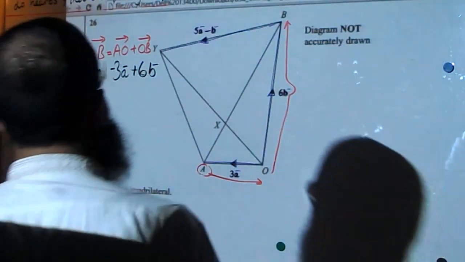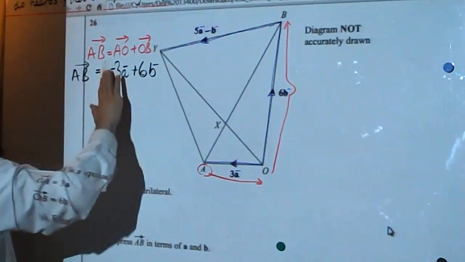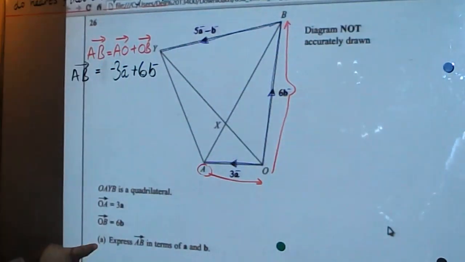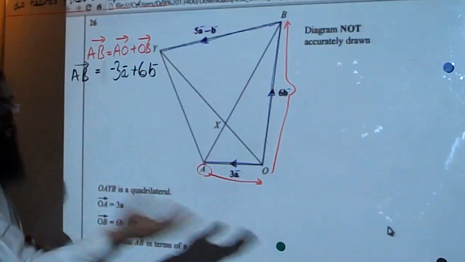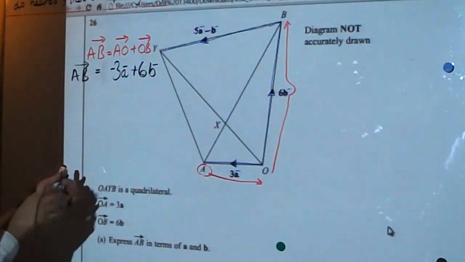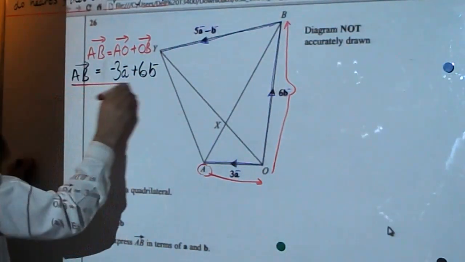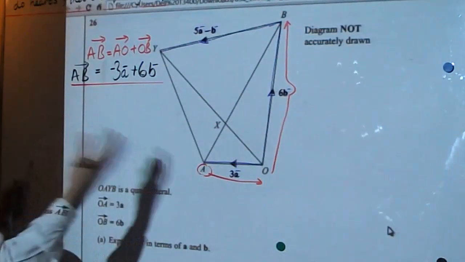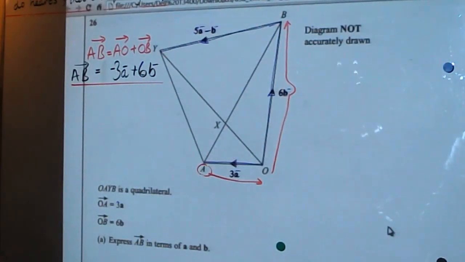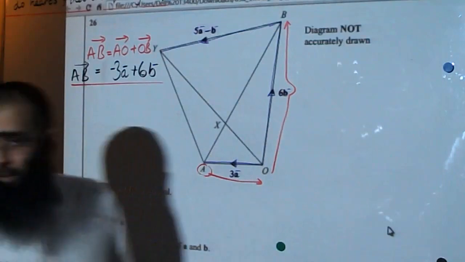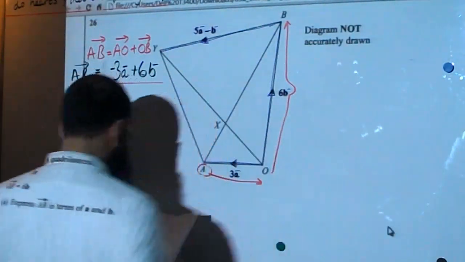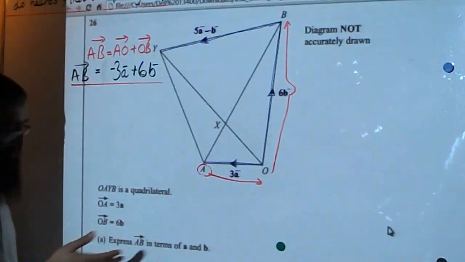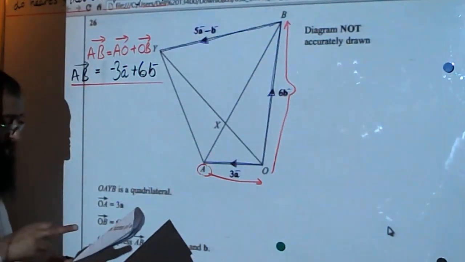Nicely done. Right, so we worked out part A, expressed A to B in terms of A and B. We've done that. At the moment I can't write the answer in the right place. That is what the answer is. Please copy it down. I'm going to be rubbing that off soon because I'll need more space. We'll see how it goes. Okay, the next part of the question. I'll have to read it out to you because I can't move the board around. I'm going to lose the diagram.